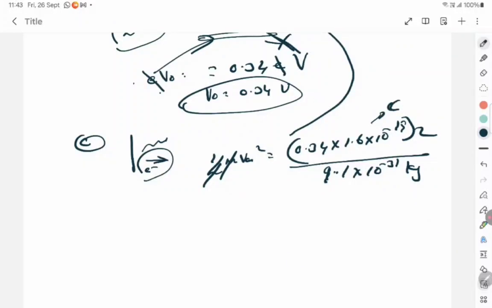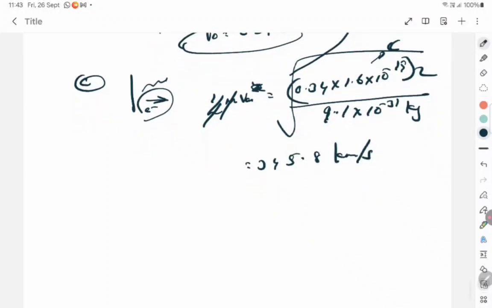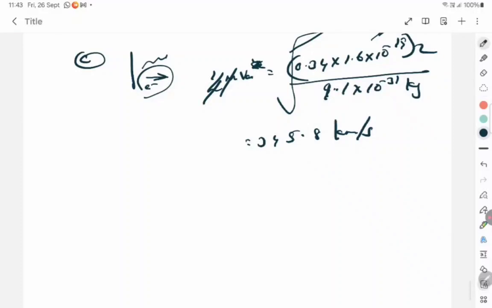So therefore you can plug in those values and hence find the square root of this, which will give you the velocity, the maximum velocity. So this answer will turn out to be 345.8 kilometer per second. So that's about that sum. Even if you do till the last and you don't solve, you'll only lose half mark or 1 mark for a 4 mark question. So at least do it till there.